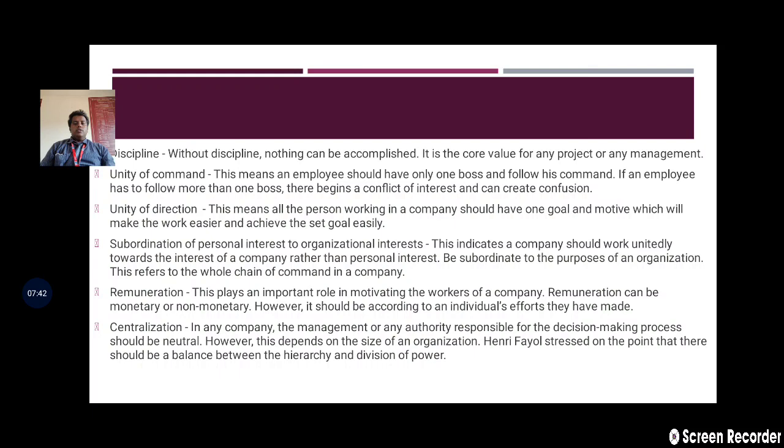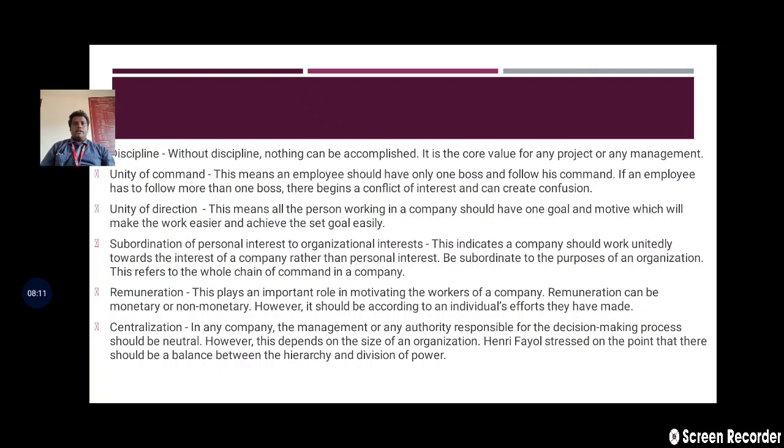Discipline. Without discipline, nothing can be accomplished. It is the core value for any project or any management or any person likewise. Unity of command. This means an employee should have only one boss and follow their command. If any employee has to follow more than one boss, there begins a conflict of interest and it can create confusion. The command should be from one boss and that should be followed by the other employees.